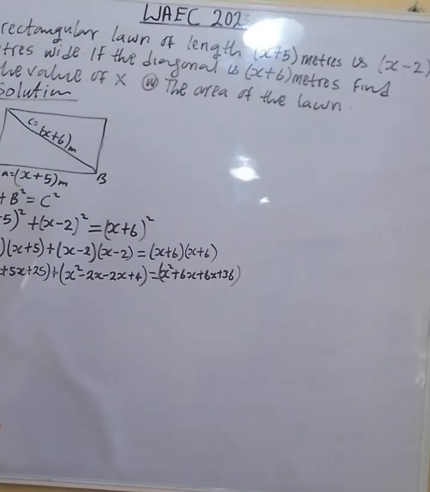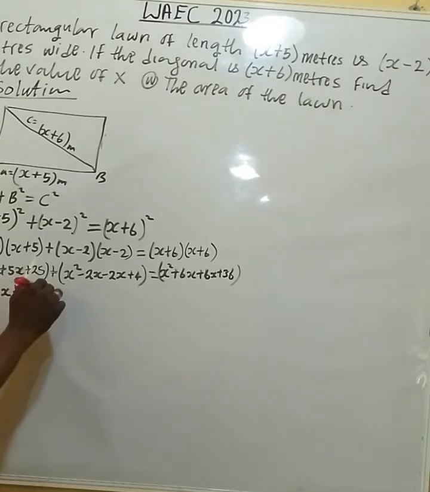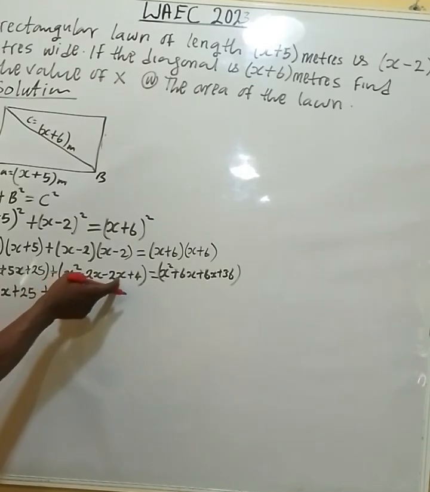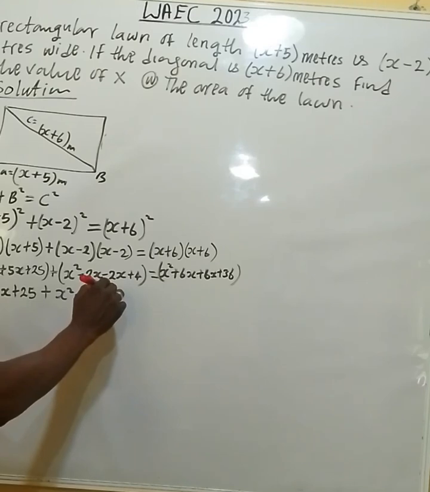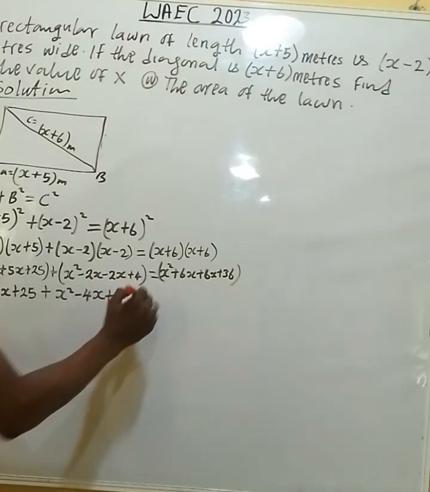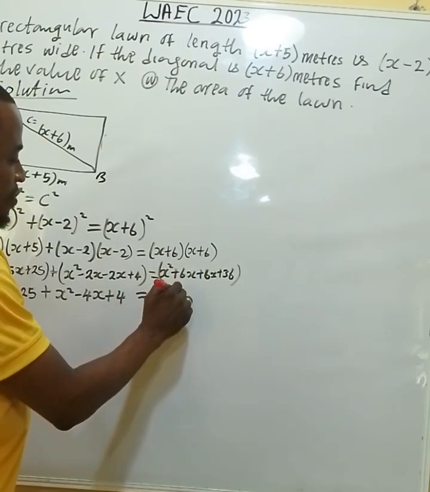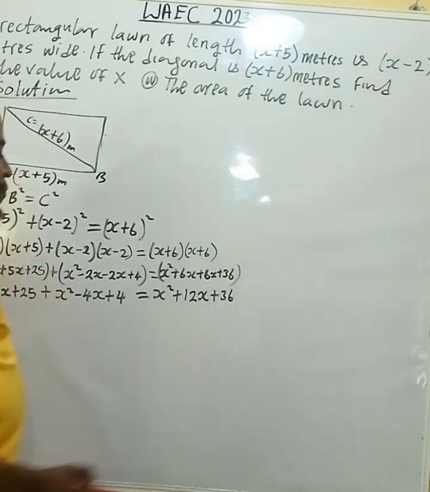As we now have it like this, we combine. We have x squared here. 5x plus 5x gives us 10x plus 25, plus x squared, minus 2x minus 2x gives us minus 4x plus 4. Everything equals x squared, 6x plus 6x gives us plus 12x plus 36.